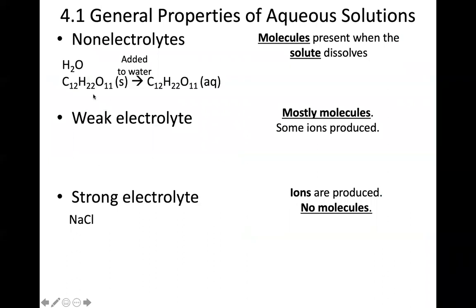If I wanted to begin to symbolically say what's going on, I could start with the sugar as a solid. When I add it to the water, it becomes aqueous. That's what the AQ means. It means it's dissolved within the water. It doesn't mean it gives me ions. It just means that it has dissolved. This would be my representation for what happens when I'm adding the sugar and it's dissolving in the water.